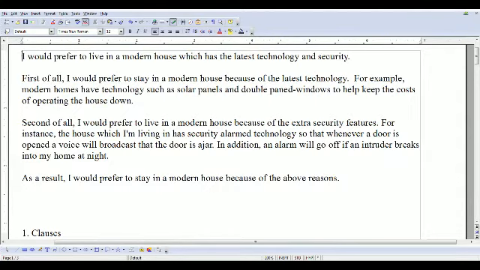Okay, let's start over. I would prefer to live in a modern house which has the latest technology and security. First of all, I would prefer to stay in a modern house because of the latest technology.